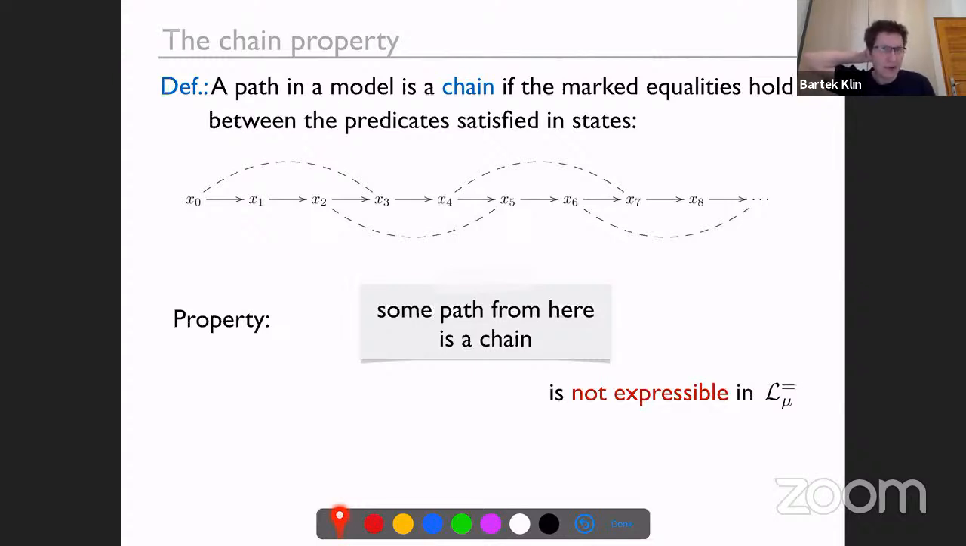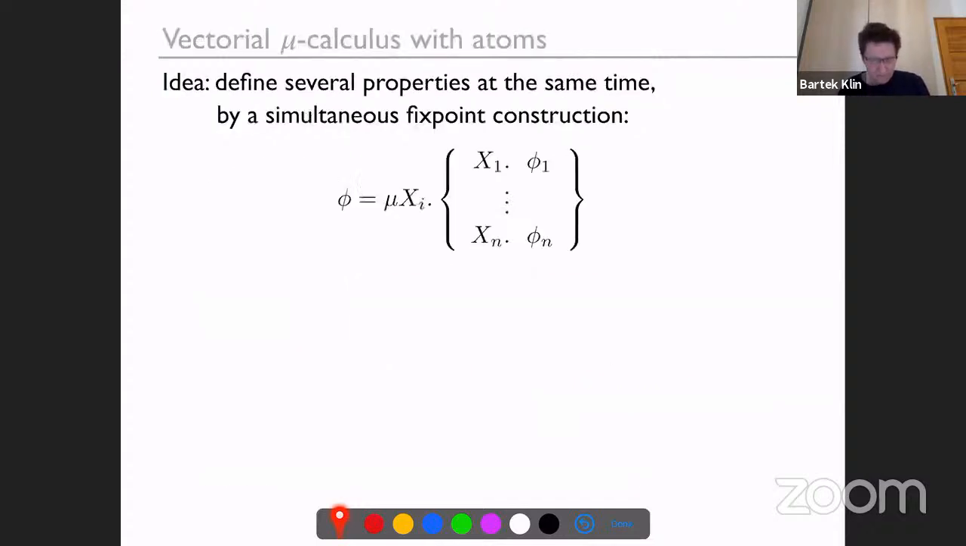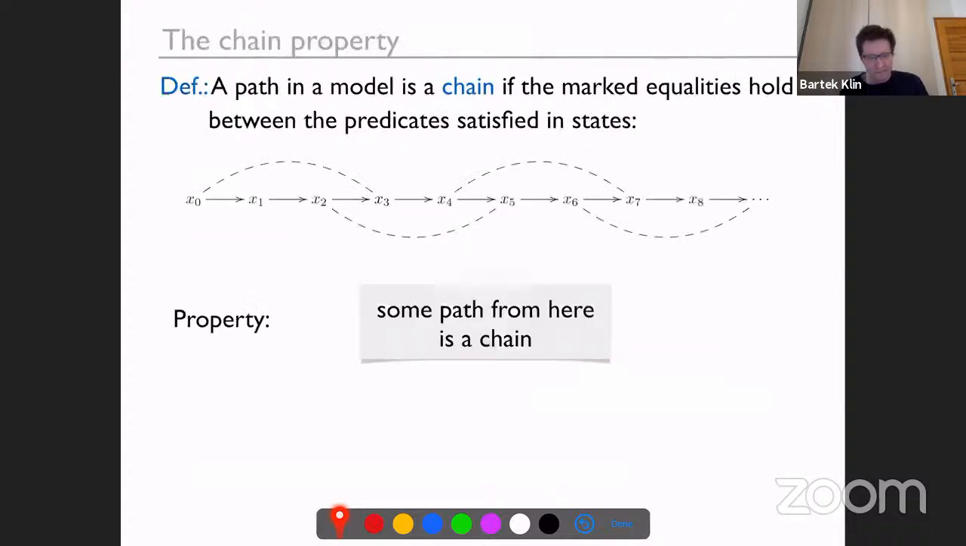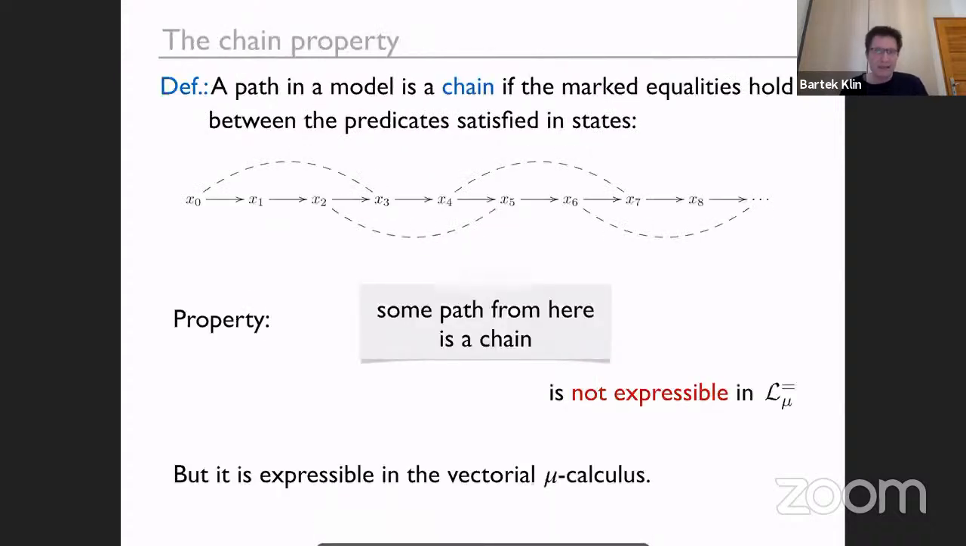in my μ-calculus. Now this is annoying, especially if you come from the community of register automata. You will find this extremely disappointing, because this is a very easy property from the perspective of automata. If you have a path, there is a very simple deterministic automaton with two registers that recognizes this. So the fact that this is not expressible is a problem, but it turns out that it is expressible in the vectorial version of the μ-calculus.